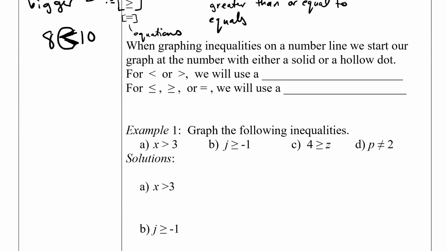So when graphing inequalities on a number line, we start our graph at the number with either a solid or hollow dot. For less than or greater than, we will use a hollow dot. For less than or equal to, or greater than or equal to, or simply just equal to, we will use a solid dot.